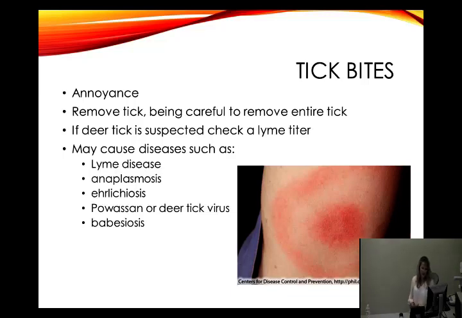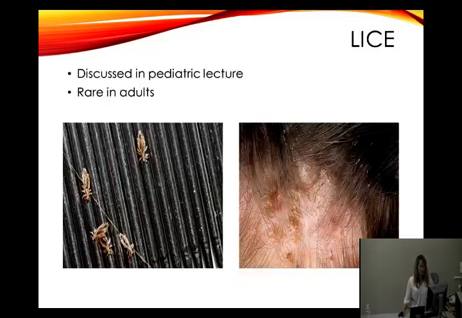And when I was checking on the CDC, specifically for the state of Wisconsin, I saw these other diseases that can be caused by ticks in Wisconsin. Now, I don't know much about the other diseases. I think that would probably be more infectious disease, but it was just interesting to me to see that these other diseases are found in our state. So lice, I just show a few pictures here. It is very, very rare in adults. So I'm not going to discuss it much here, but we do talk about it in the pediatric lecture. I've actually never seen it in an adult.